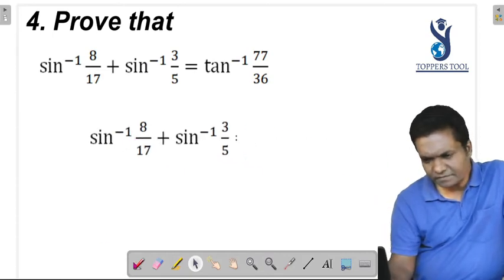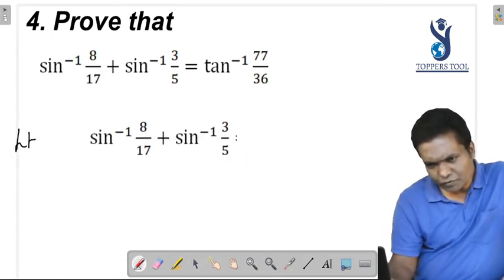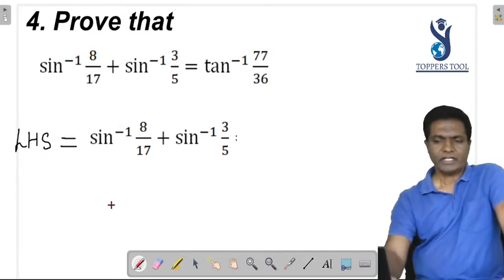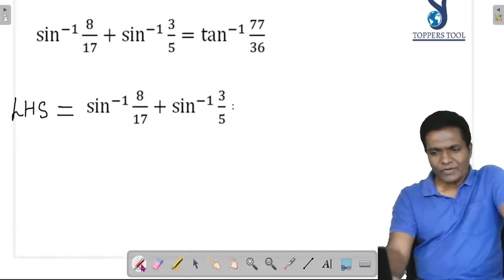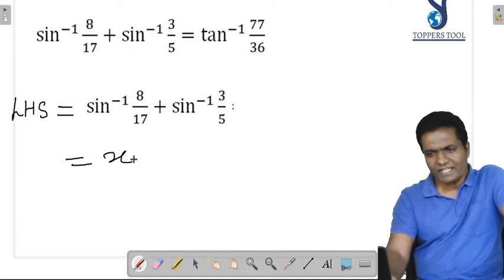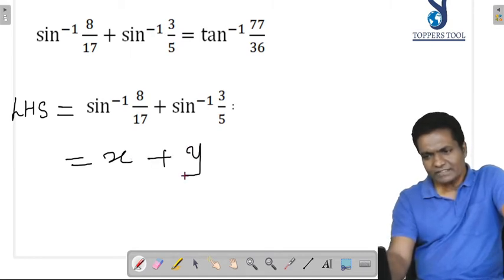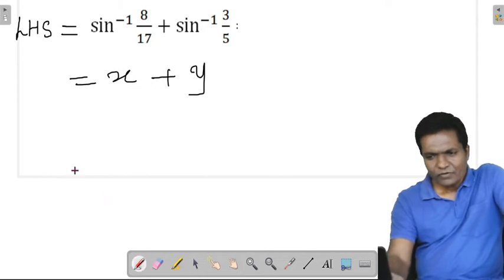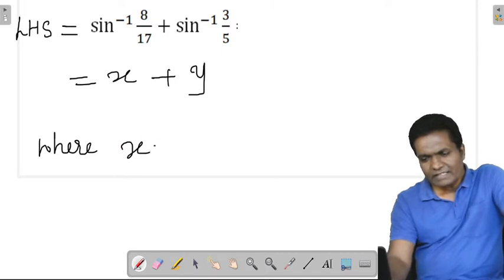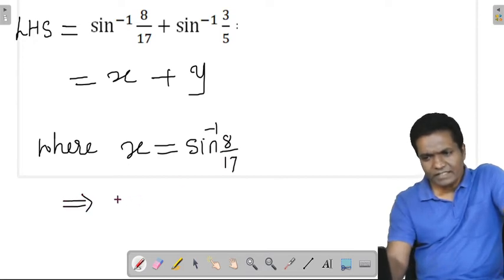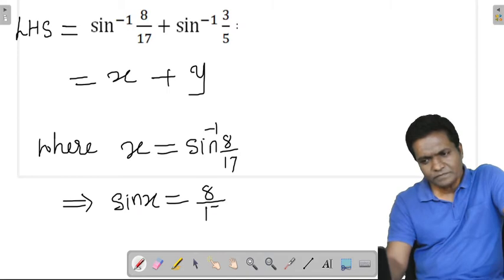So consider this LHS is equal to... okay, take this as x and this as y. I write it as x for your understanding and take this as y. Where x stands for sine inverse of 8 by 17, that implies sin x is 8 by 17.